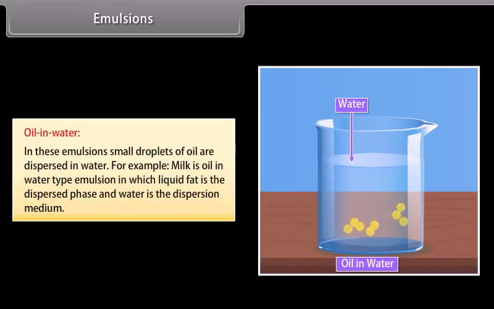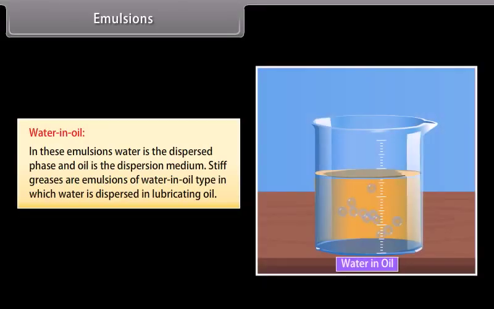Oil in water. In these emulsions, some droplets of oil are dispersed in water. For example, milk is an oil in water type of emulsion, in which liquid fat is the dispersed phase and water is the dispersion medium.